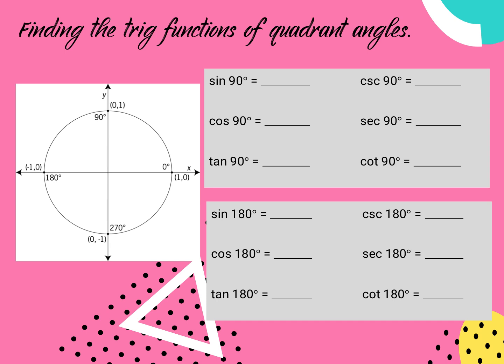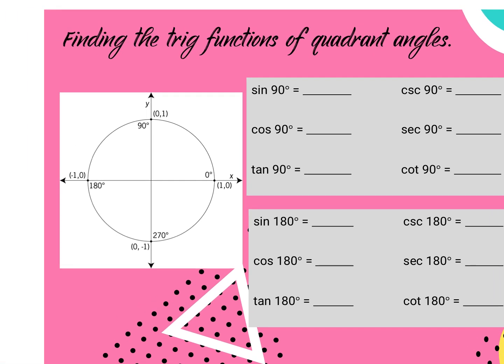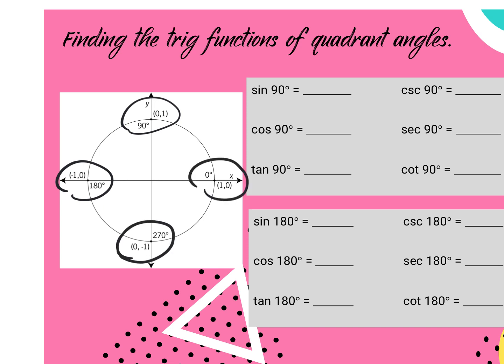And then here were the quadrant angles. So remember, whenever you're trying to find the value of a 90-degree angle, you would use the ordered pair 0, 1. If it were 180, -1, 0. And then 270, 0, -1. Over here would be the 0 and the 360. And that would be the ordered pair you would use. You're not drawing triangles for these quadrant angles. You're just going to use those ordered pairs.